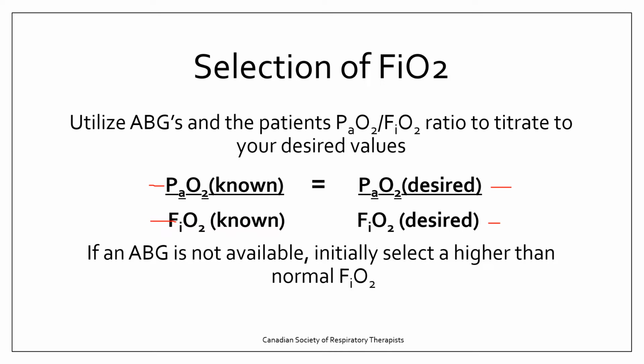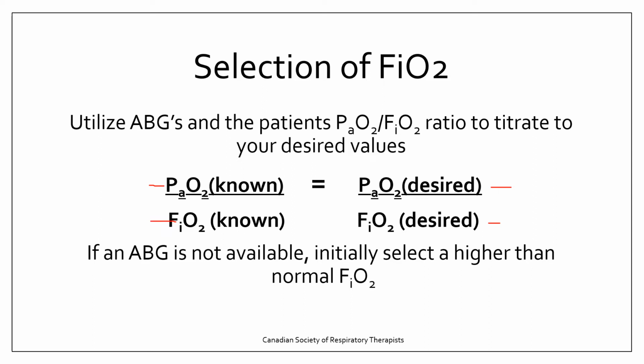If a blood gas is not available, really it's best to select a higher than normal FiO2. So if the patient's already on 40 or 50%, then maybe you're going to start them there and use that as your starting point. If they're on 100%, start them there and use that as your starting point. And you're really going to titrate your FiO2 based on your blood gas. It's the best way to do that.